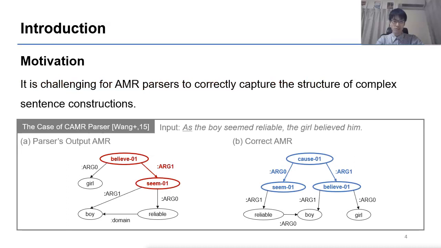Compared to the uniform structure of simple sentences, there are various types of complex sentence constructions in human language. This makes it challenging for AMR parsers to parse their structures correctly. Below is an output of parsing a complex sentence with a typical parser, CAMR, along with the correct AMR. In this case, we can see an error at the core part of the graph, where the relation between the predicates is oversimplified.